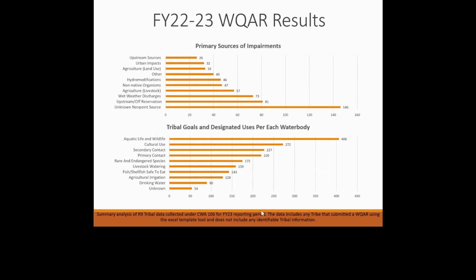And then the chart on the bottom is the tribal goals and designated uses. So most folks are trying to protect aquatic life and wildlife or something related to a cultural use. The lowest thing is for drinking water and irrigation.